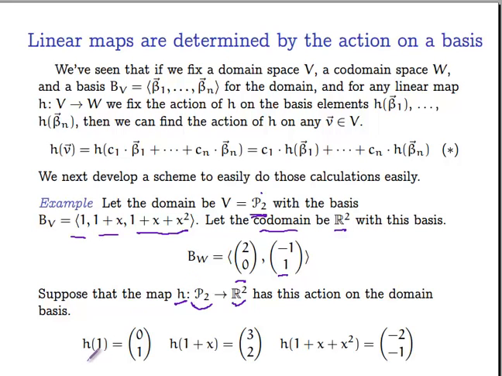And let's suppose we choose a linear map, H, that maps from the second order polynomials to R2, and we specify what H does to each element of the basis. All right, so we say H of 1, the first basis element, gives me (0, 1). Now notice this is not directly related to any one of these two basis elements, but it is in the span of those two basis elements.